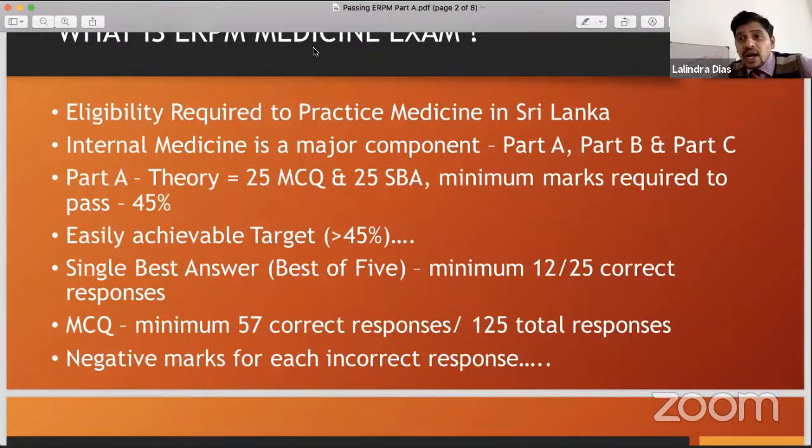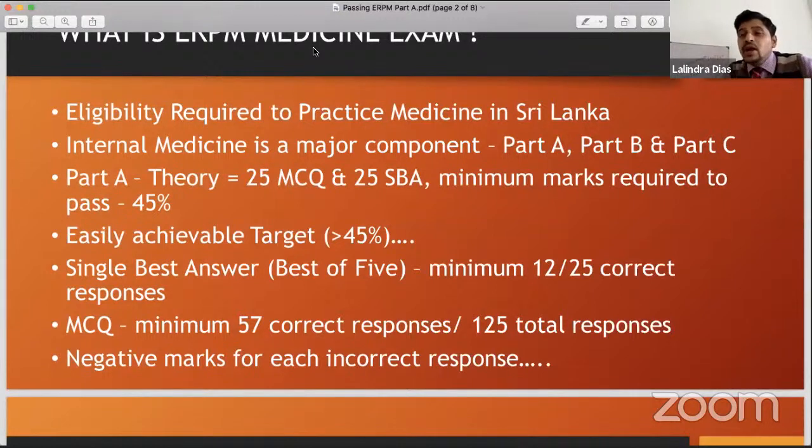68%. So I'm going to teach you the easiest pathway of passing this ERPM medicine component. Just go along with my pathway. It's very easy, guys, right? It's definitely a possible pathway, but just follow this blindly. I will tell you how and why you are going to be successful 100%. Now, if you get just 12 out of 25 correct, you end up getting 48%.